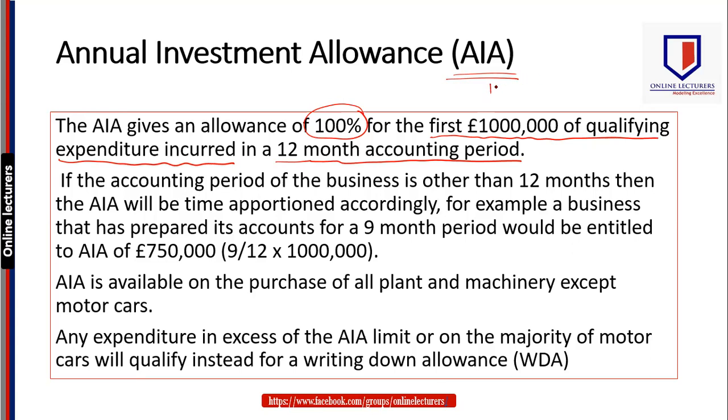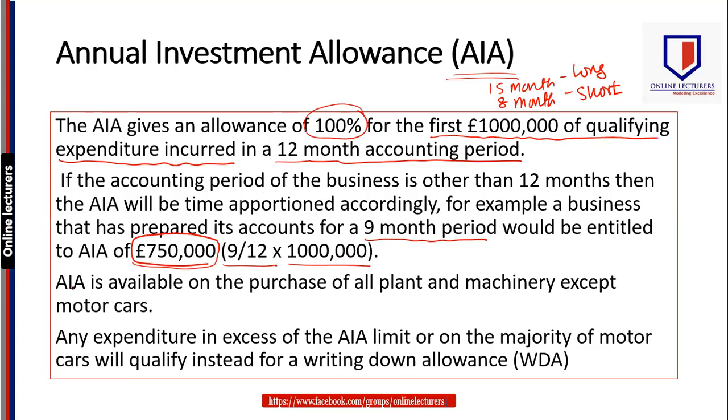It means that if the accounting period is 15 months or 8 months, that is a long accounting period or a short accounting period, you will get the AIA accordingly. For a short accounting period, the limit will be reduced, and for a long accounting period, it would be more than 1 million as per the 15-month period. So if the accounting period is 9 months, then 1 million into 9 by 12, and the resulting AIA is 750,000. So if you have purchased any asset above 750,000, you will get 750,000 immediately as an annual investment allowance.